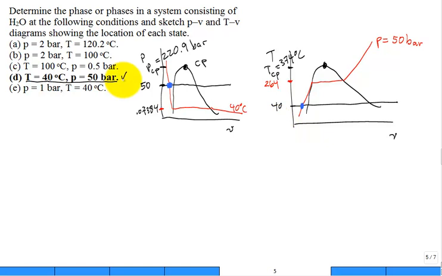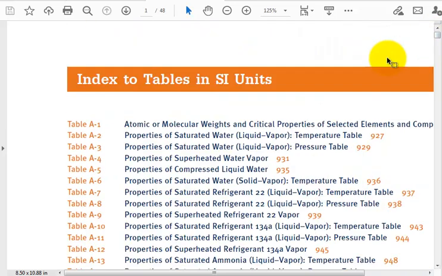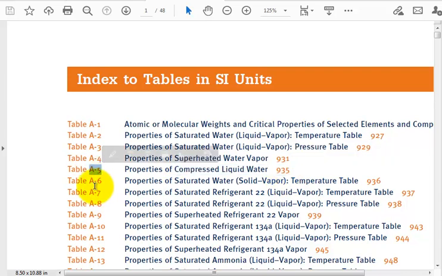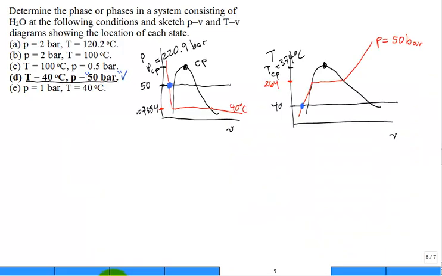Now, one interesting point, because this pressure is so high, we can take a look back at our tables and go all the way back here. And we have properties of compressed liquid water. That's table A5. And because that pressure is so high, we can actually find that pressure and temperature in table A5. I'm not going to do that right now in the interest of time, but you can do that. We don't need to pull out any values, just need to show it on a PV diagram, what it looks like in a TV diagram.